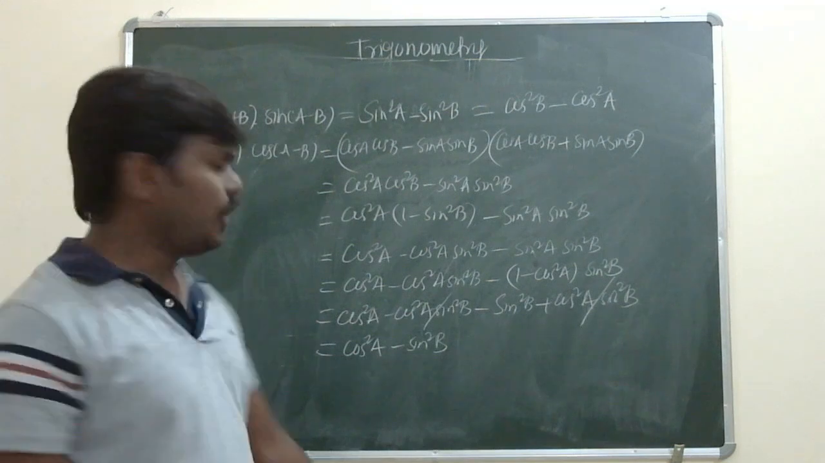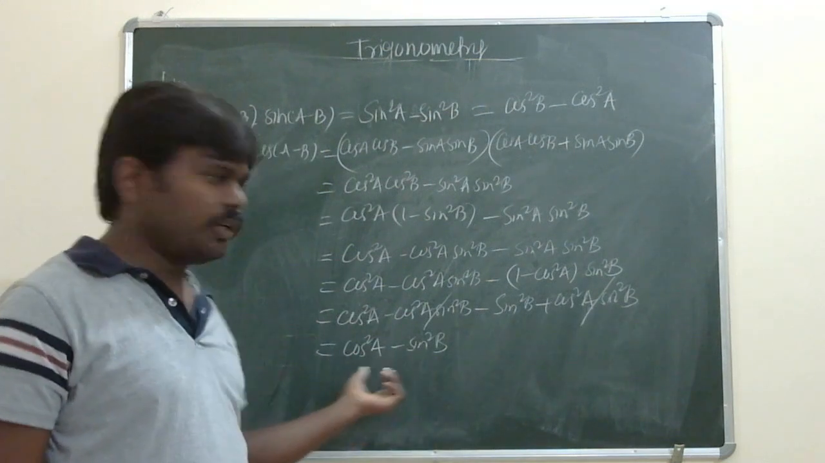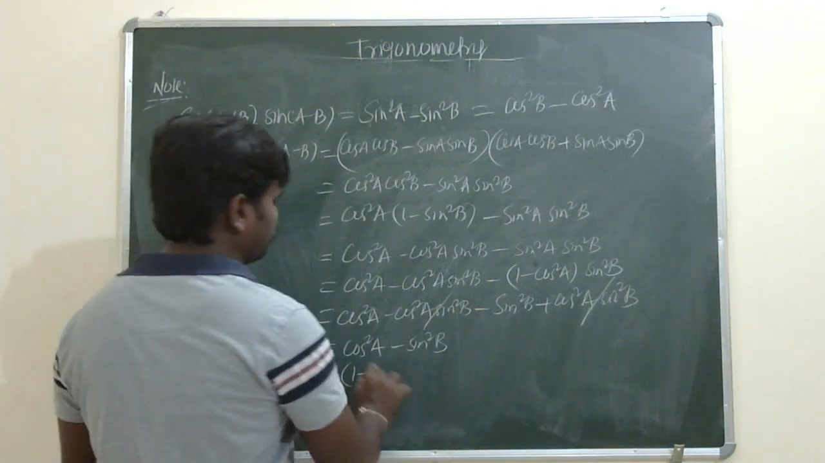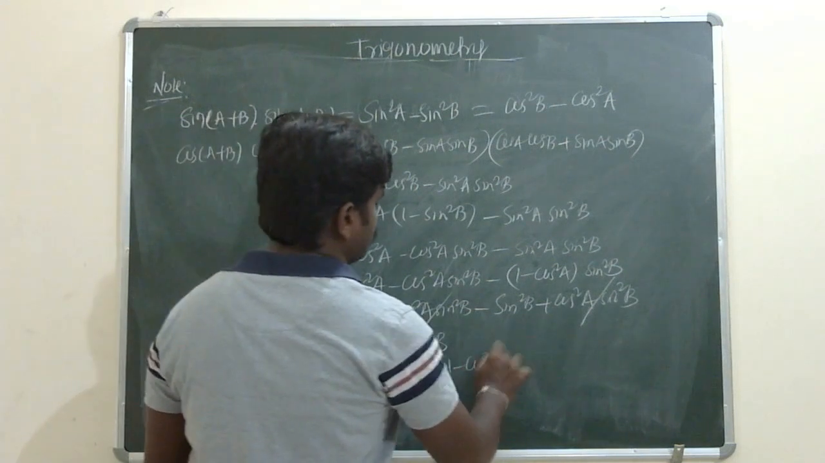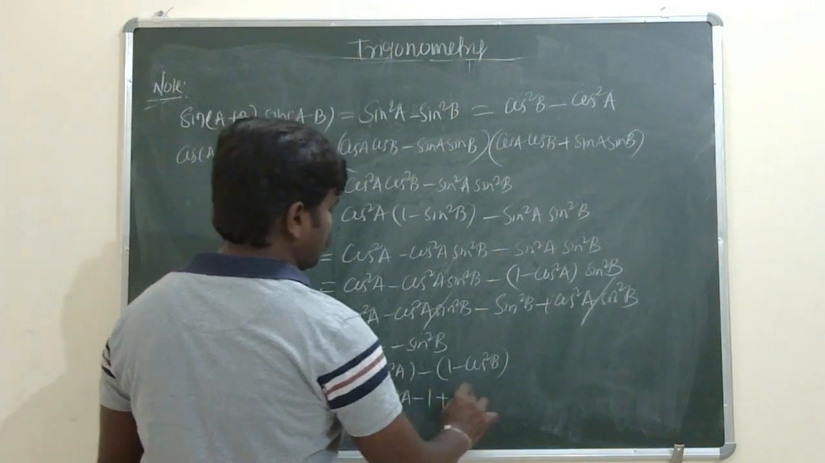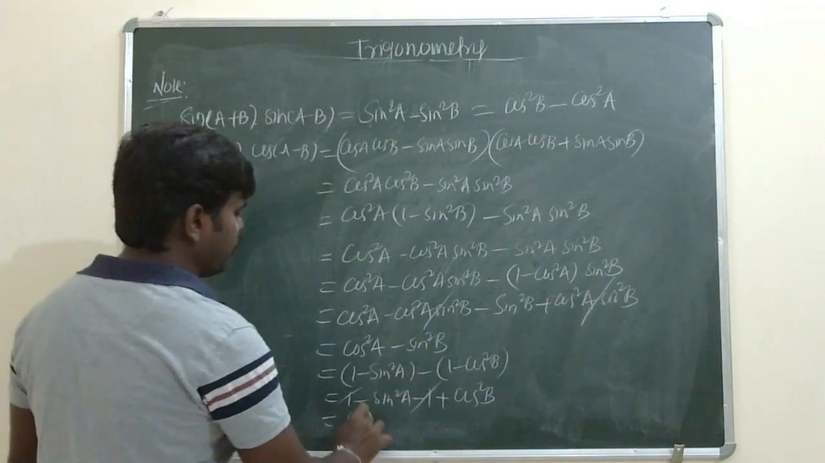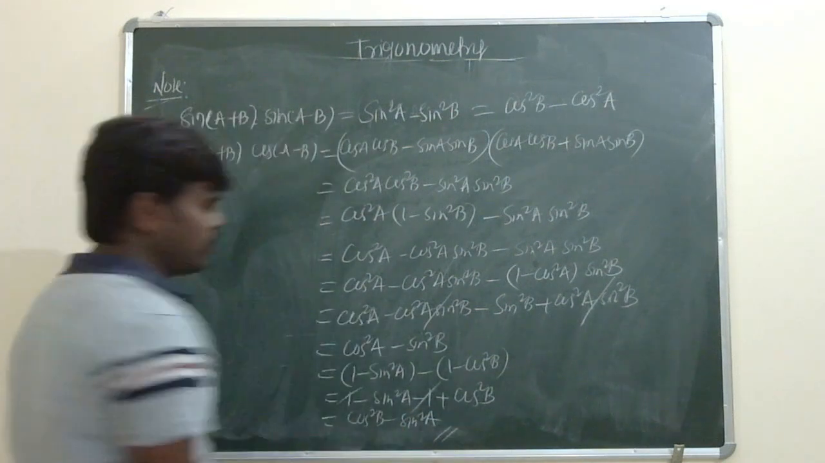Or else, if you want this in terms of sine and this in terms of cos, you have to express this cos in terms of sine. That means you have 1 minus sin square A minus (1 minus cos square B). So you have 1 minus sin square A minus 1 plus cos square B. Plus and minus 1 will get cancelled and you will get cos square B minus sin square A. This you have to observe.